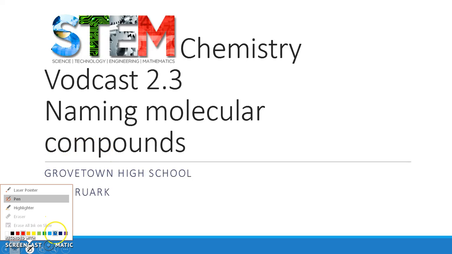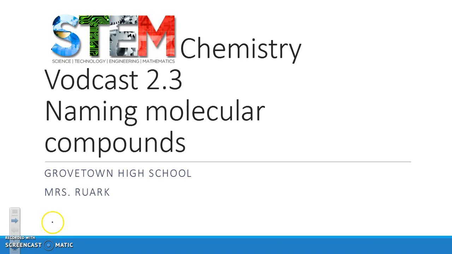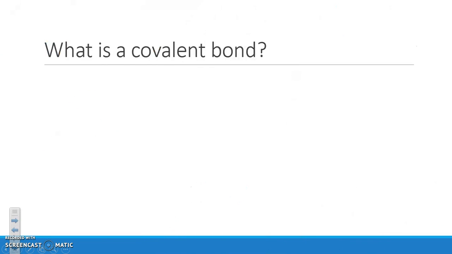This is Ms. Ruark. We are getting ready to learn how to name molecular compounds, which is a completely different way of naming things. Considering we've just learned ionic, you have to do this completely differently. So make sure that you understand the difference between the two. Well, in order to know the difference between the two, first we have to know, what's a molecular compound?